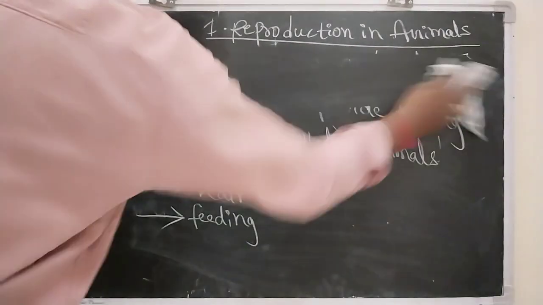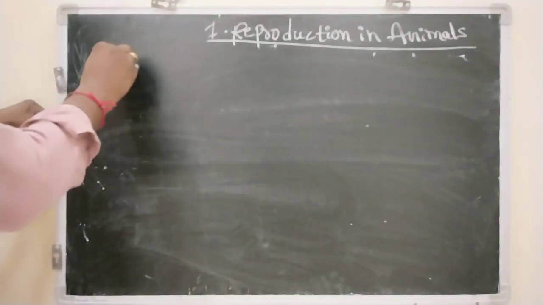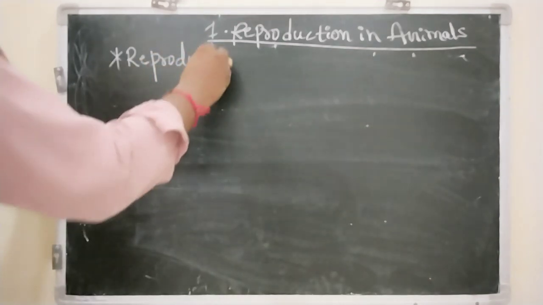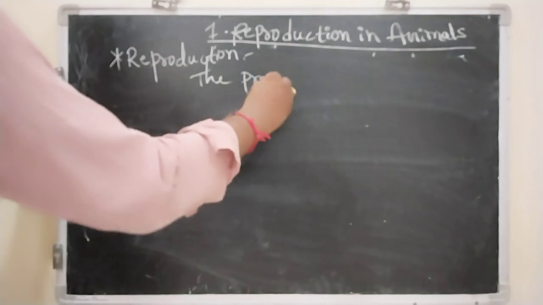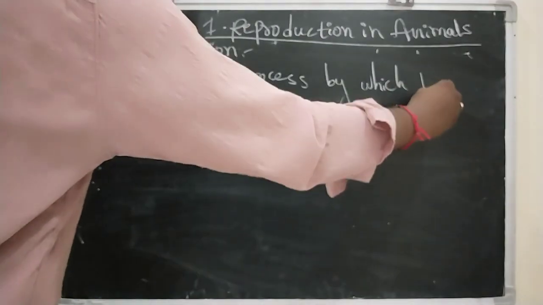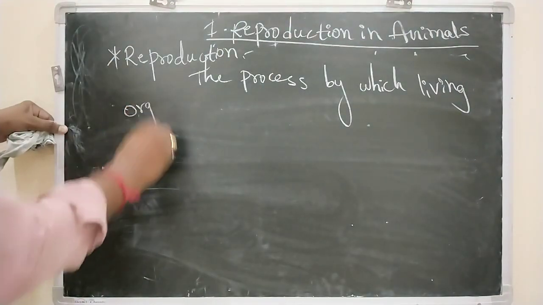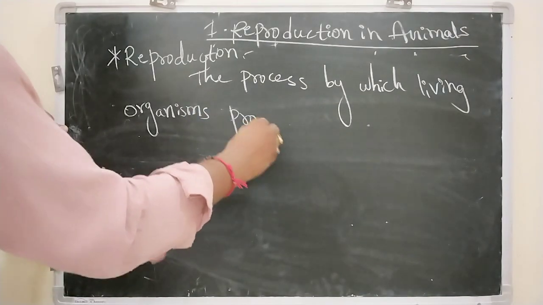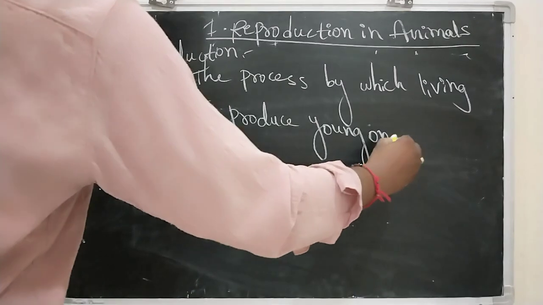Next, reproduction. What is reproduction? The process by which living organisms produce young ones of their own kind.